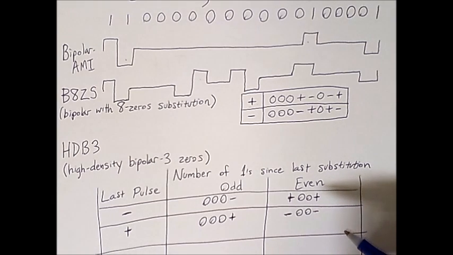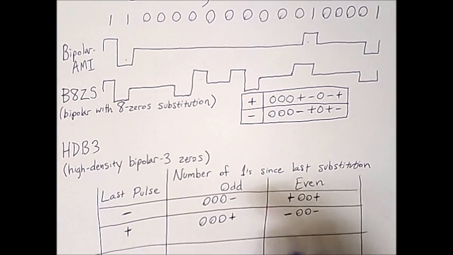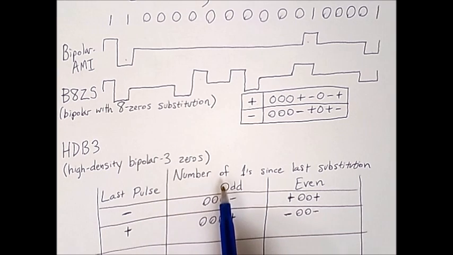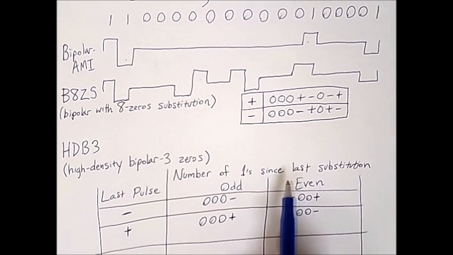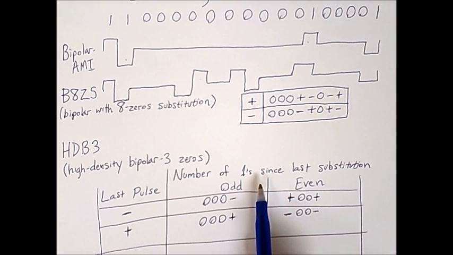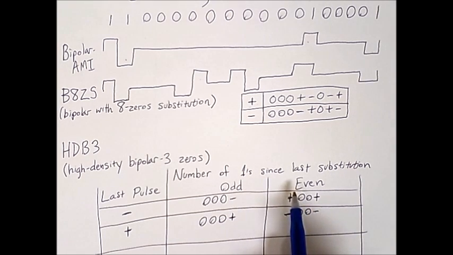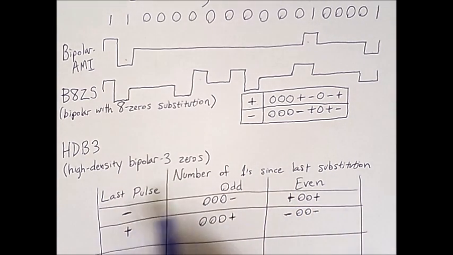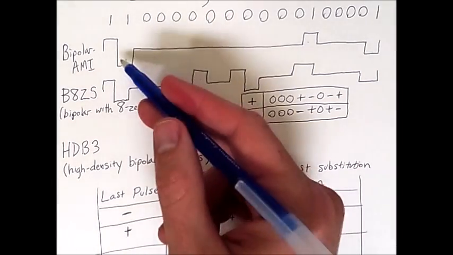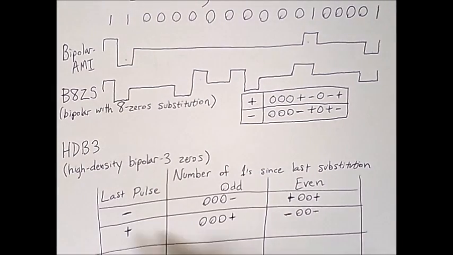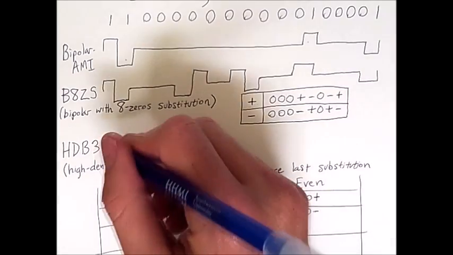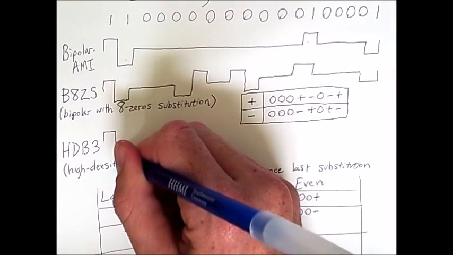Every time a sequence of 4 zeros is encountered, the sender must determine what the sign of the preceding pulse was and how many ones had occurred since the last substitution event, specifically whether or not that number is odd or even. So let's use this scheme, which is also based on bipolar AMI, to scramble this signal. The ones are encoded the same as usual.